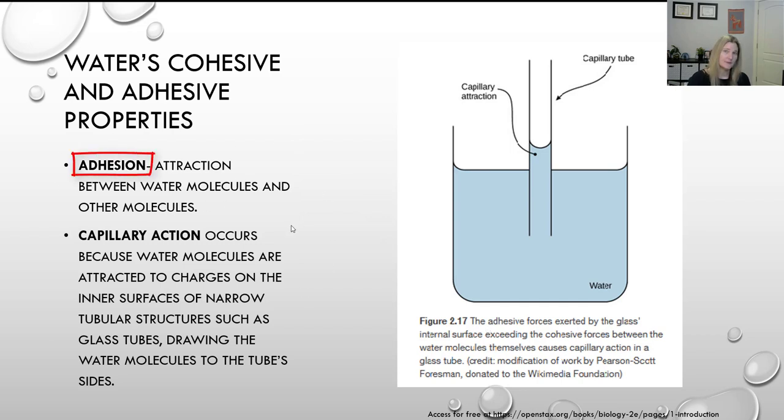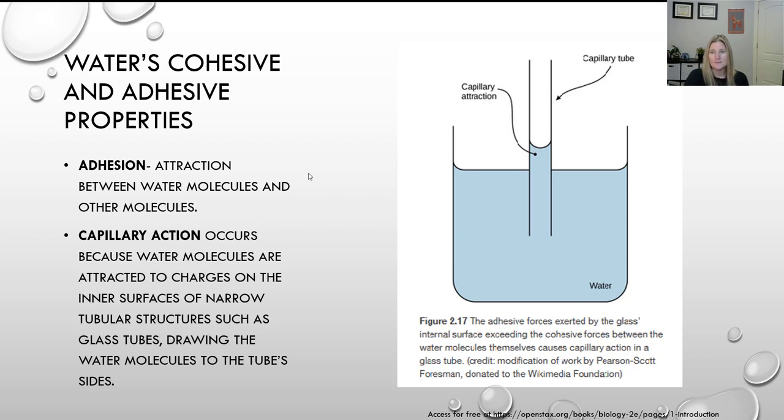Adhesion is another property of water, where water tends to cling to nearby surfaces. For example, if you take a look at a glass of water, you'll notice that the edges of the water are not going to be horizontal. You'll see it stick a little bit more to the sides. That's because the water has these adhesive forces, where it's attracted to the side of the beaker or the glass.